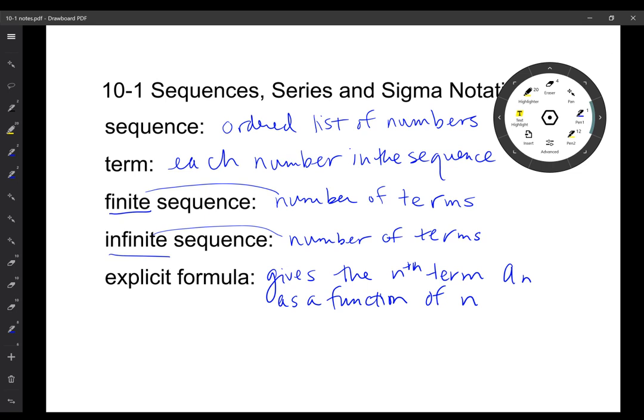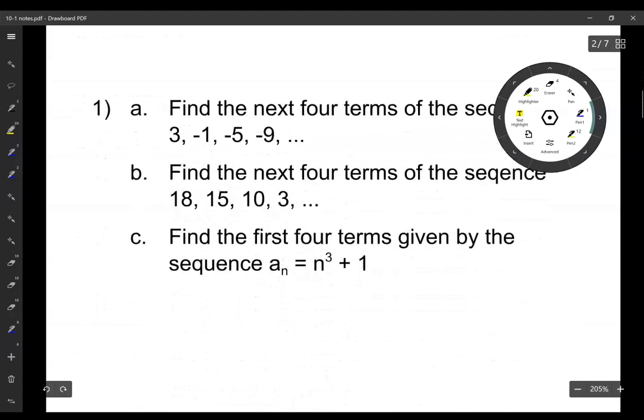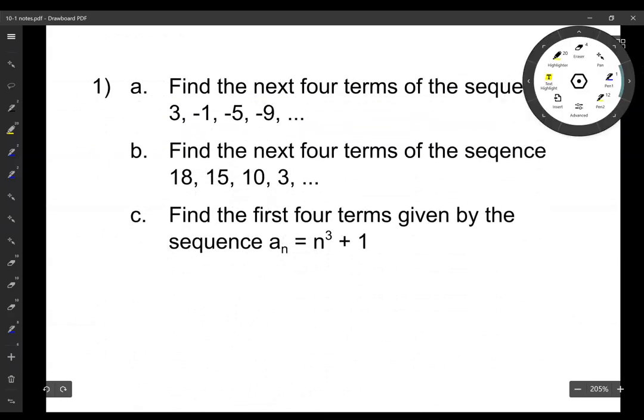So for number 1, we are looking at just some basic sequence stuff. So we want to find the next 4 terms of the sequence. So we're always looking for what is the pattern here. So from 3 to -1, what's going on? Am I adding, subtracting, multiplying, or dividing? And we're really mostly in the next section going to be looking at adding and subtracting. 3 to -1, so that means I'm subtracting 4, and then again I'm subtracting 4, and again I'm subtracting 4. So the pattern is subtract 4. And once I figure that out, I can do the next couple terms.